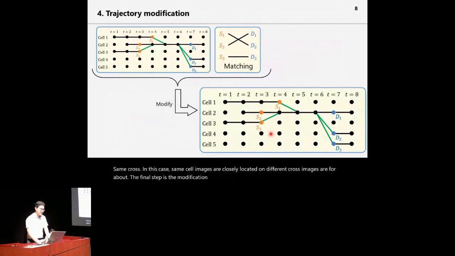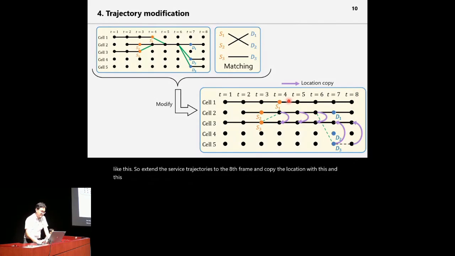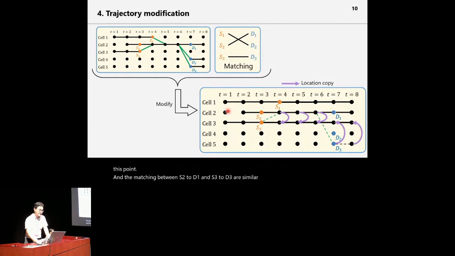We now have this trajectory and matching. In this case, pre-overlap cell S1 and post-reappearance cell D2 are associated. So we now modify the trajectory like this. We extend the cell's trajectory to the 8th frame and copy the location of these points. The matching between S2 and D1 and S3 and D3 are similarly processed. And we now obtain these three trajectories.